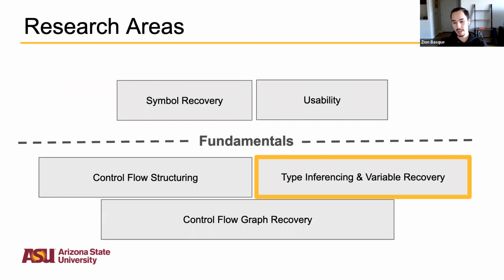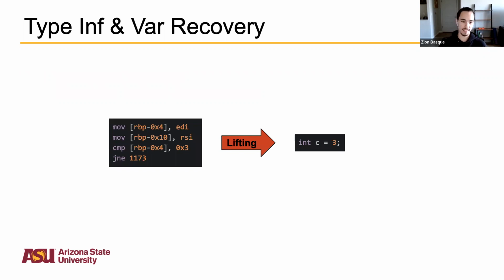So the next one is type inferencing and variable recovery. So after you have this nice control flow graph, you're probably wondering, how do I get rid of the registers? How do I get rid of my stack variables? That is a good question. And there is a lot of work that goes into doing that, right?